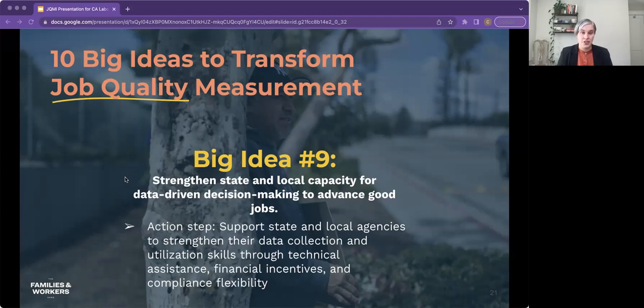The end game isn't actually to burden states and localities with more things to collect, right? This is the point about burden and compliance. The goal is to actually make it easier to use data that already exists in order to have more effective programs. So agencies can build cross-program data infrastructure capacity in order to reduce their compliance burden and enable better data-driven decision-making.